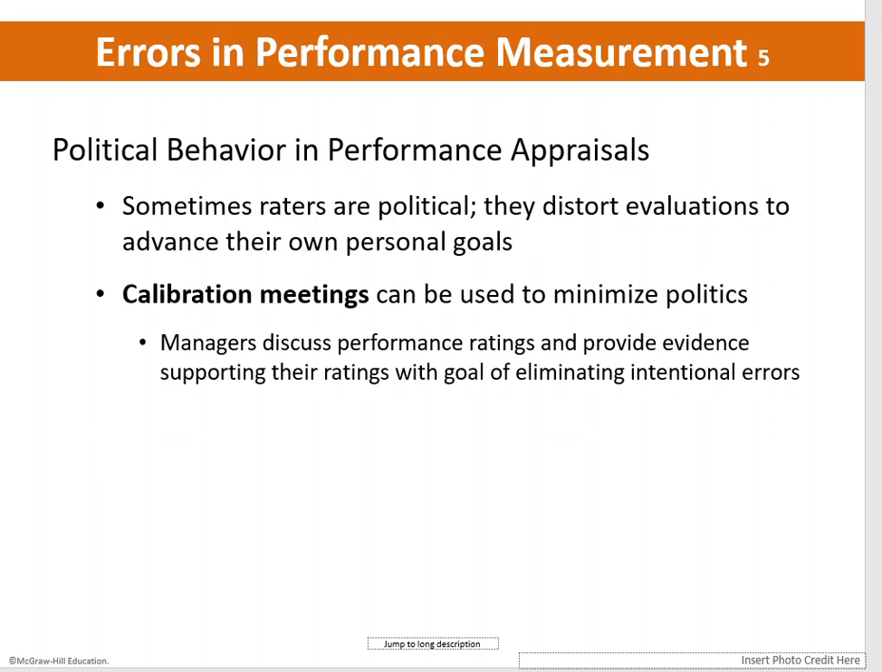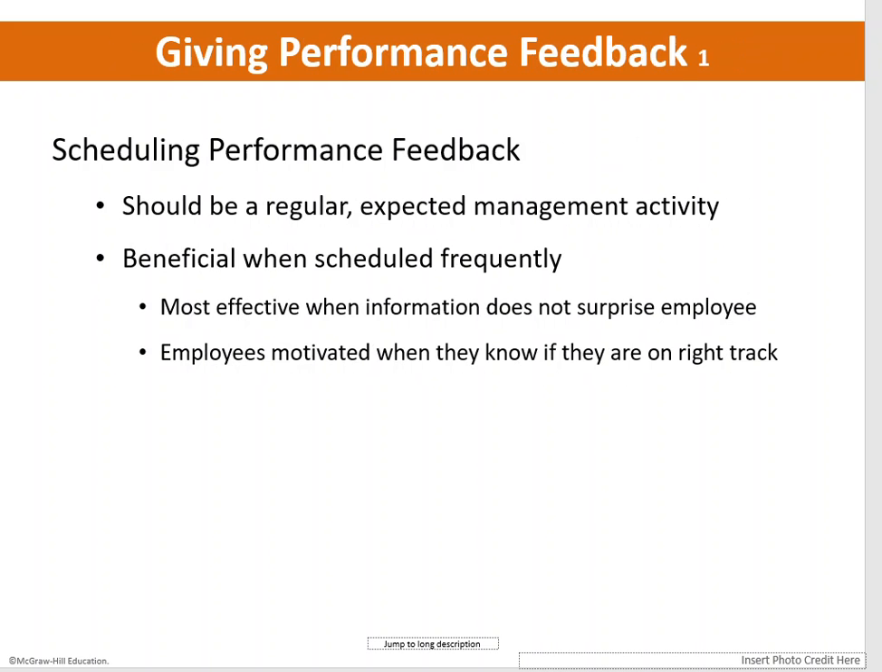Political behavior and performance appraisal. Sometimes raters are political. They distort evaluations to advance their own political goals. Not like voting for our president or some other way, not political in that way, but political in terms of things that we want to achieve. Calibration meetings can be used to minimize politics. Managers discuss performance ratings and provide evidence supporting their ratings, with the goal of eliminating intentional errors.